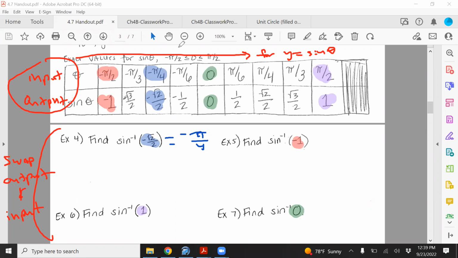Okay, guys, here we go. Inverse sine of negative 1. What angle goes with -1 here? Negative pi over 2. So we're in the inner circle.